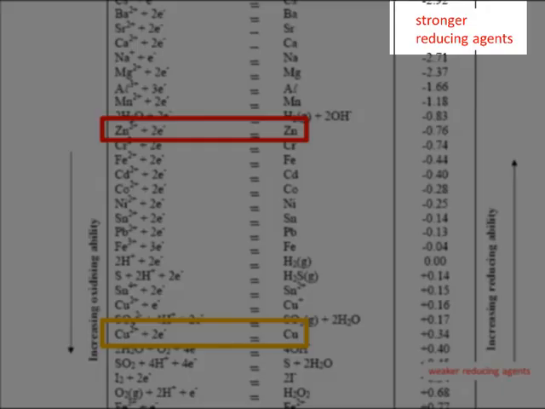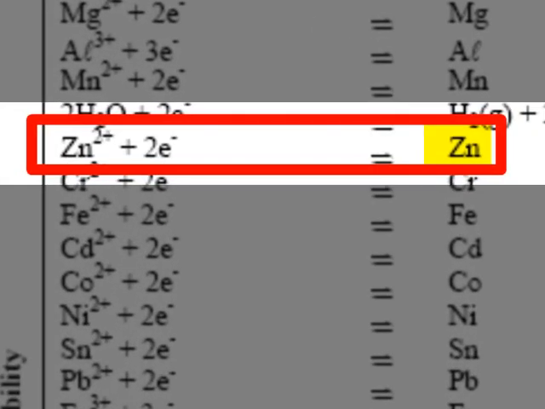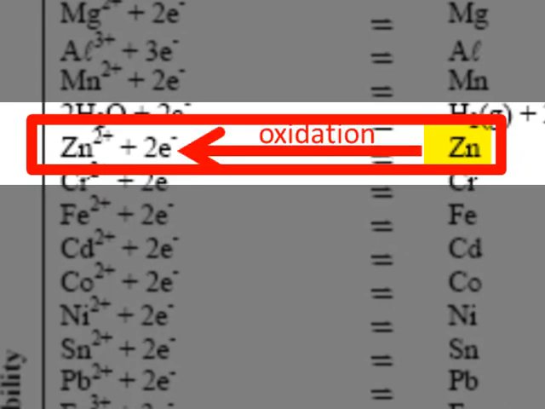And so we know that the higher up to the right a chemical is, the stronger it is as a reducing agent. So zinc is our strongest reducing agent that we have. So it's going to be the reducing agent. The reducing agent is oxidized, so it is going to be oxidized. It's going to change from zinc to zinc ions.